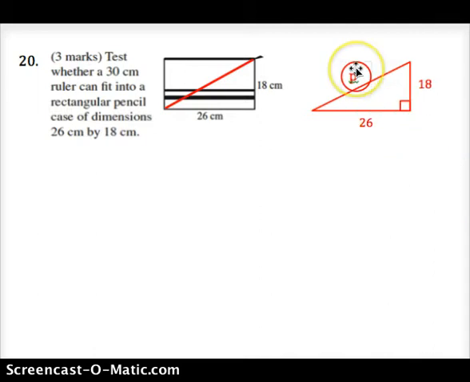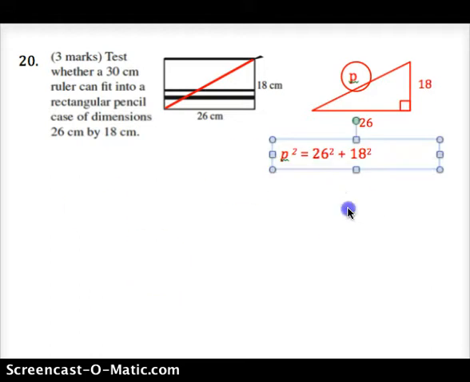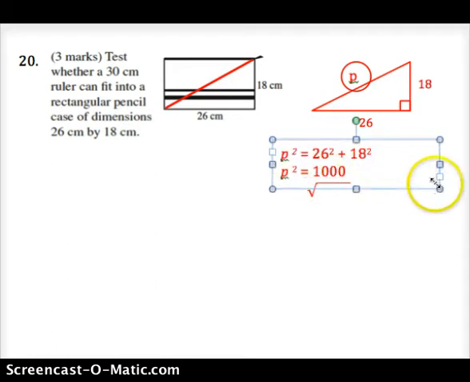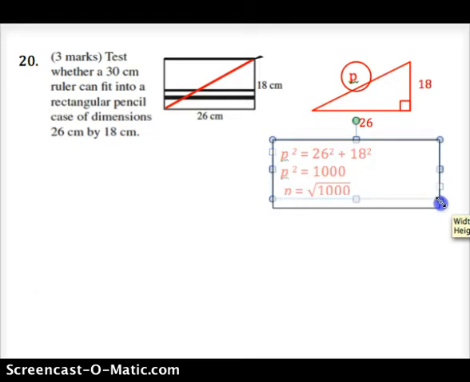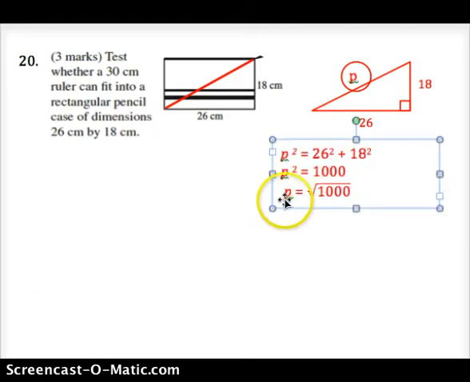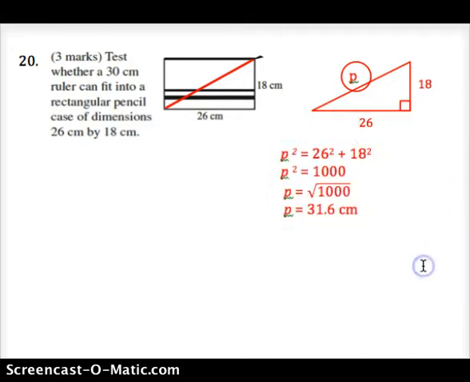And remember, we're trying to work out what P is, so we're going to do P squared equals 26 squared plus 18 squared. Now the 26 squared and 18 squared are on the same side. We can just work that out. We can do it all in one step on the calculator, and we get P squared is 1,000. Remembering we're just trying to find P, not P squared. So P is the square root of 1,000. So you do that on your calculator and we get P is 31.6.